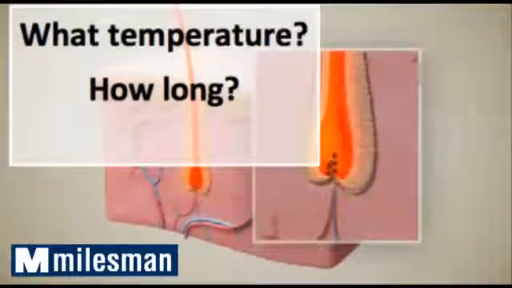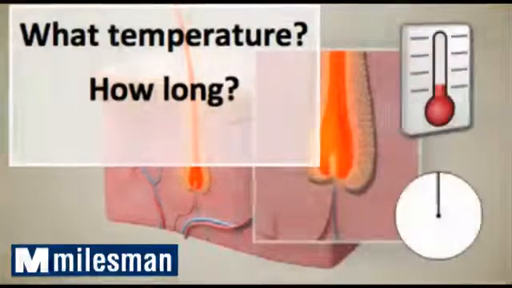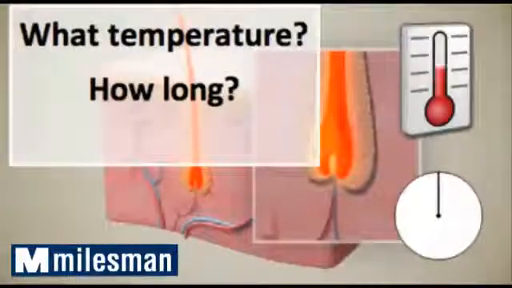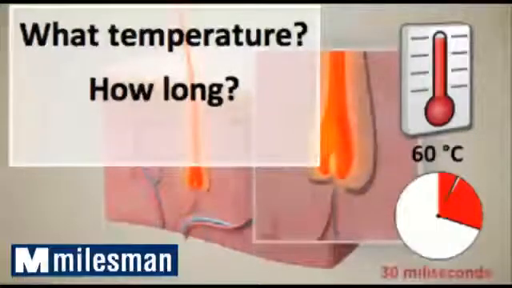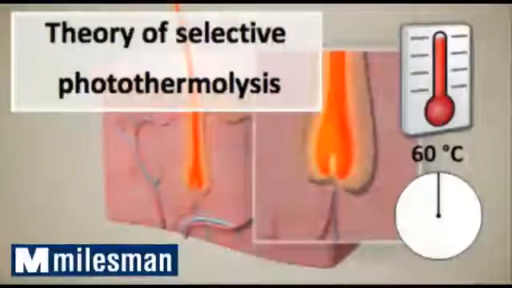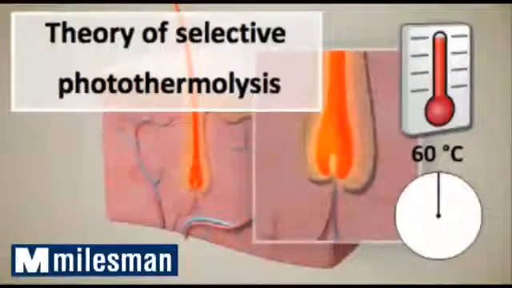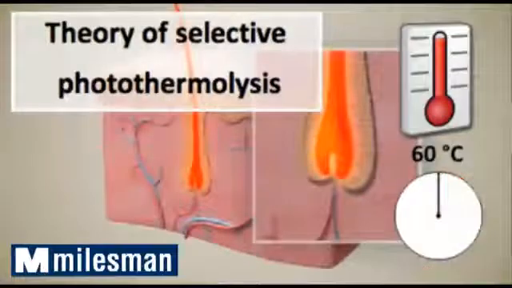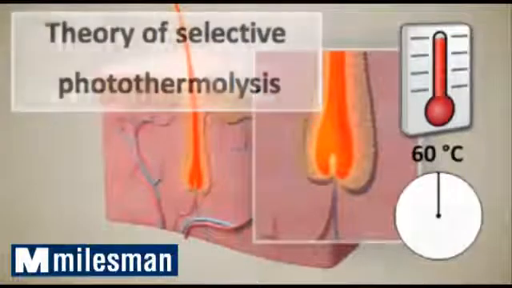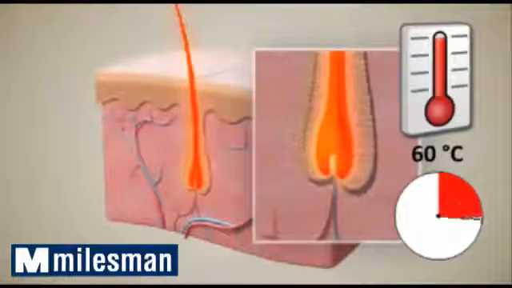Now that we know how hair heats up, it's essential to determine what temperature it needs to reach and for how long. The hair follicle must be heated to at least 60 degrees Celsius, and it must reach this temperature in under 30 milliseconds. This way, the hair and cells are destroyed without everything around them being affected. This is the so-called theory of selective photothermolysis.